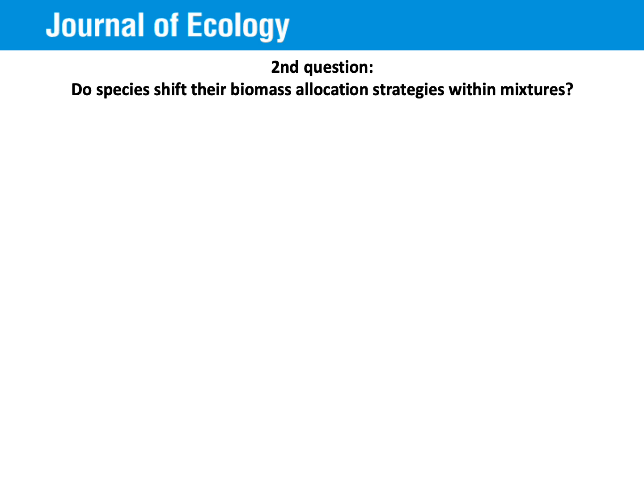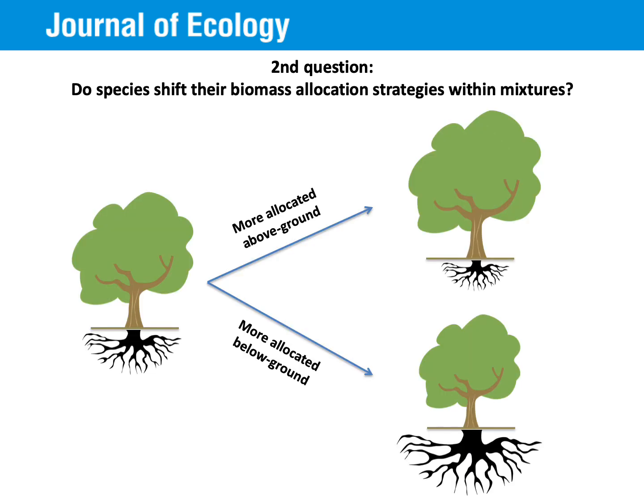Our second question was, do species shift their biomass allocation strategies within mixtures? We know from pot experiments that seedlings can allocate more to above ground or below ground biomass depending on environmental conditions. This is called the optimal partitioning theory.